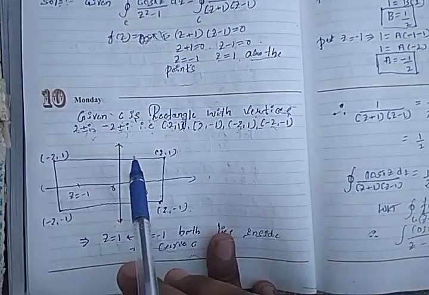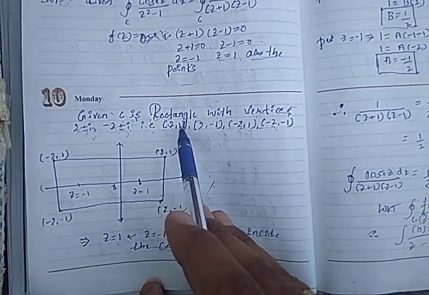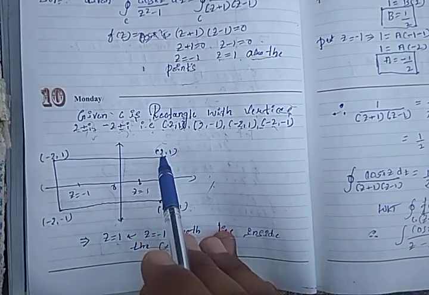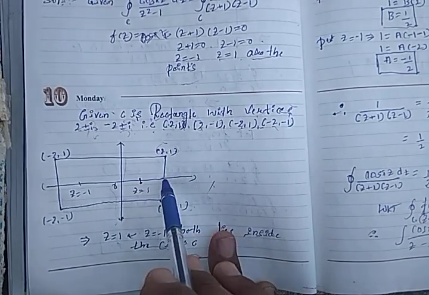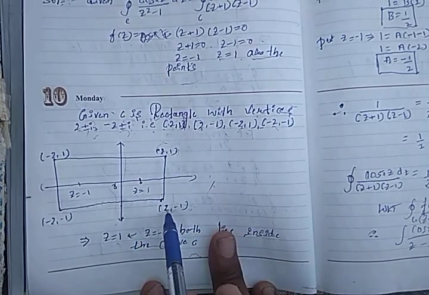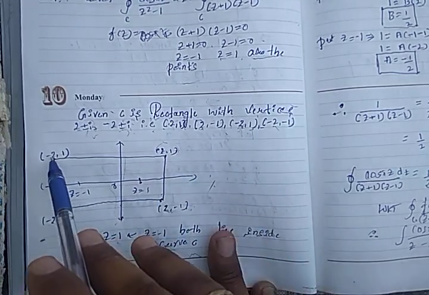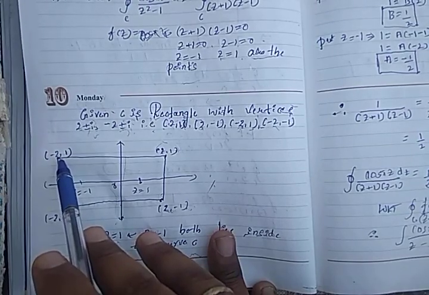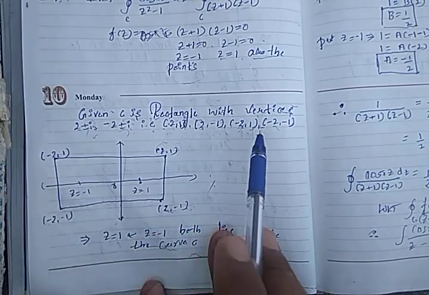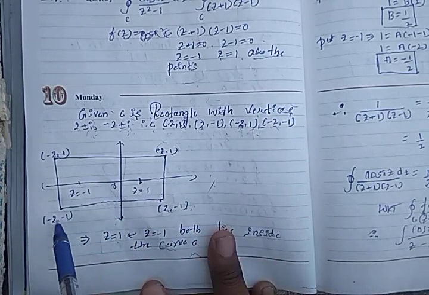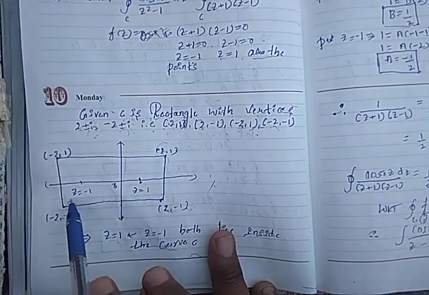Draw a rectangle on the x-axis and y-axis, this is x-axis, this is y-axis. Here 2 comma 1 is in this quadrant. 2 comma minus 1: here x is 2, y is negative, so this is the fourth quadrant. Minus 2 comma 1: here x is minus 2, y is 1. Next minus 2 minus 1 means both are negative, so this is the third quadrant. Draw a rectangle, this is the rectangle.